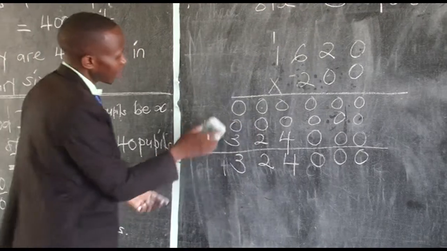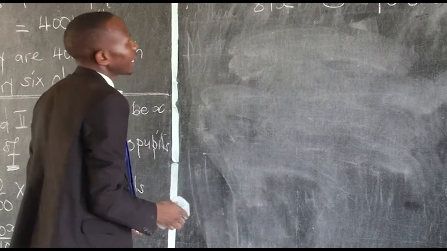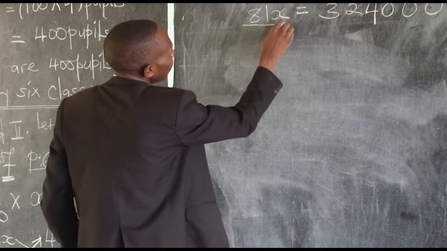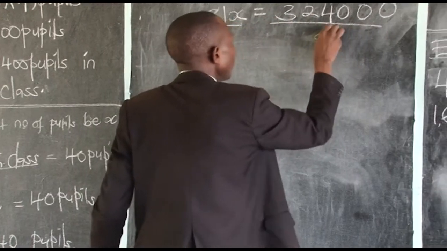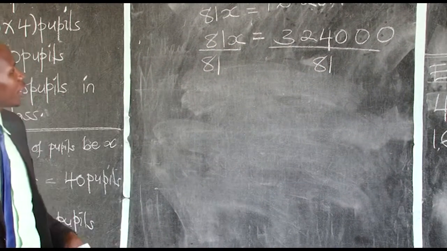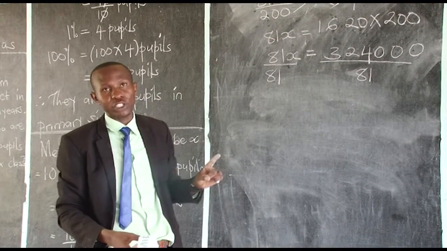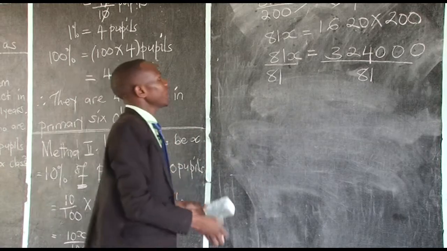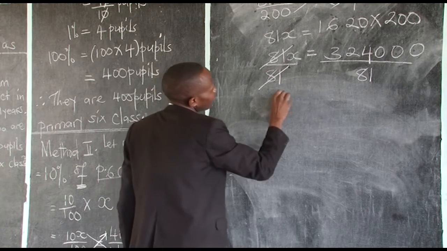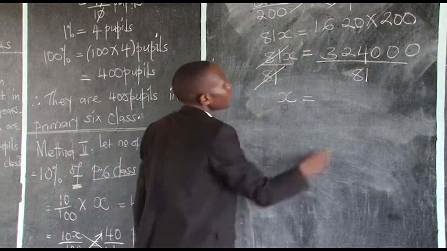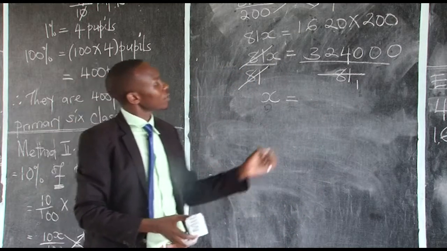So from there, we will have to continue from what we have got up there after proving that to you. So we shall say divide by 81, divide by 81. Why are we dividing by 81? We want to remain with the x as the subject of the formula alone. So from there I will say this 81 will cancel out this 81, remaining with x, which will be equal to 324 divided by 81.